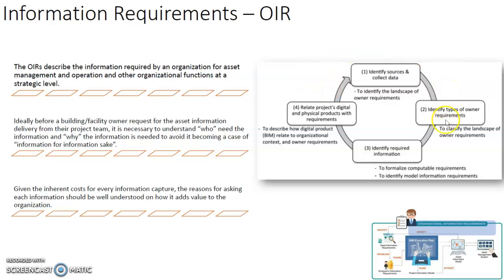You can see here the diagram tries to encapsulate the process. It is divided into 4 stages in the form of a continuous cycle, starting with the first stage where there is identification of the sources and the need to collect the data. Then after that, it goes to the next stage where there is identification of the types of the owner requirements. Then after that, the identification of the required information. And then after that, relate the project's digital and physical products with the requirements. So that is the 4-stage process.